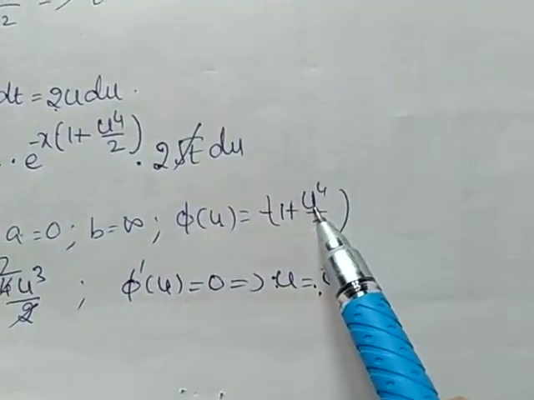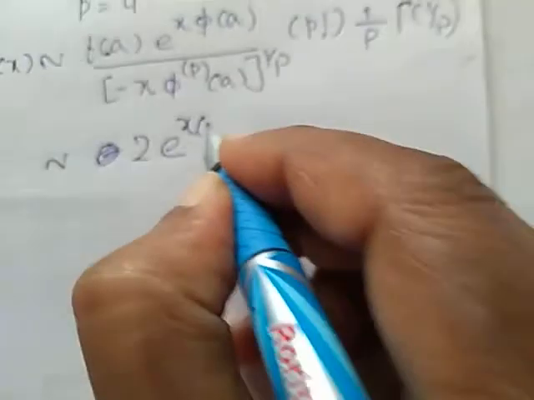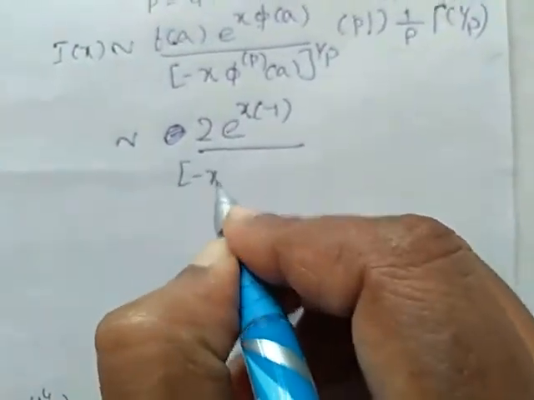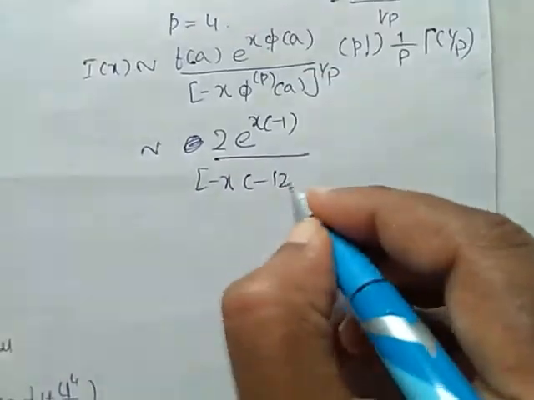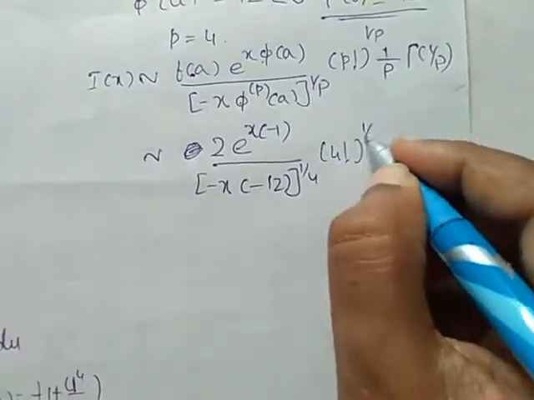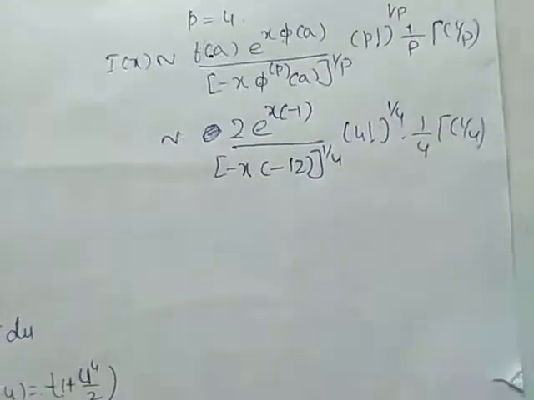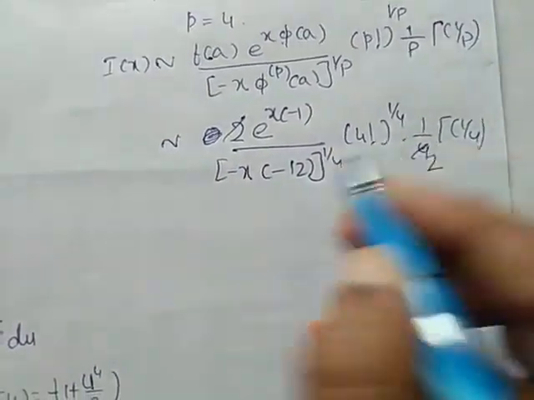Substitute a equal to 0. We will get phi of 0 as minus 1. So this is not 0 now. It is minus 1 divided by minus x. Fourth derivative is minus 12 to the power 1 by 4, 4 factorial to the power 1 by 4, 1 by 4 gamma of 1 by 4. Now this 2 will get cancelled.